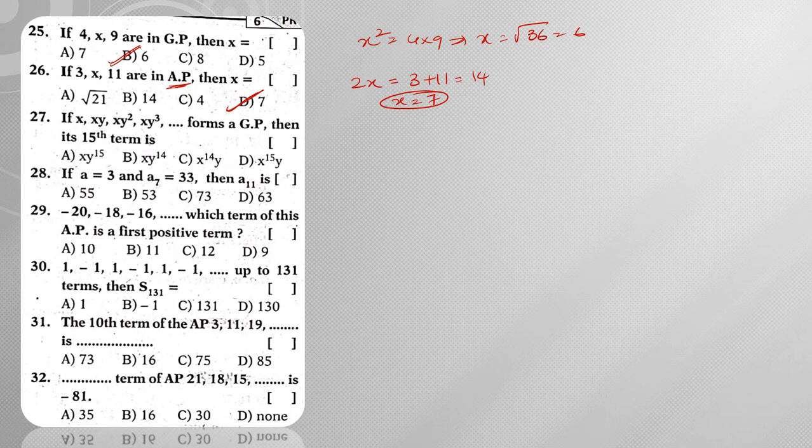Next, x, xy square, xy cube forms a GP. Now if you observe, in the first term you are not having y. That means y power 0 is present.